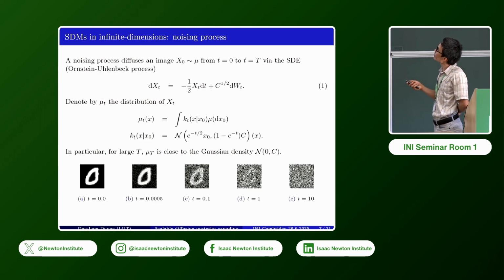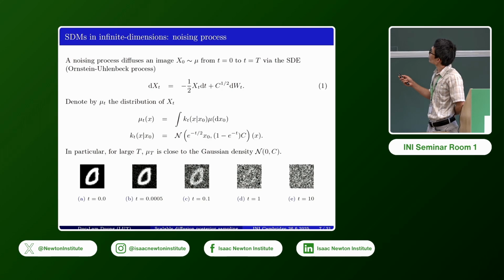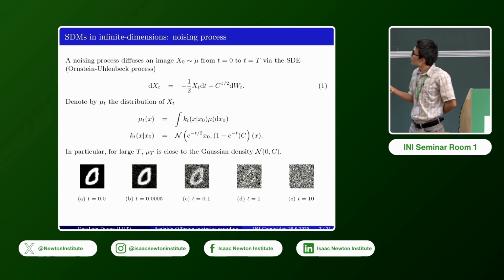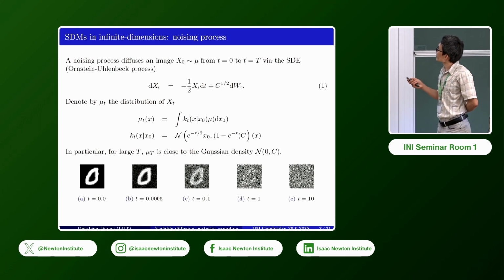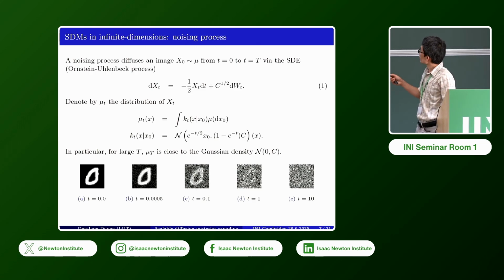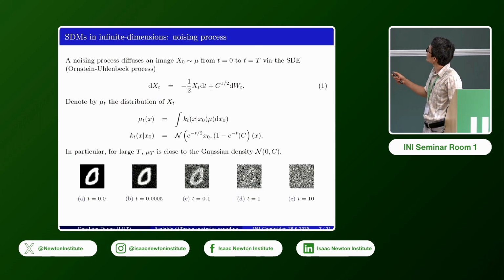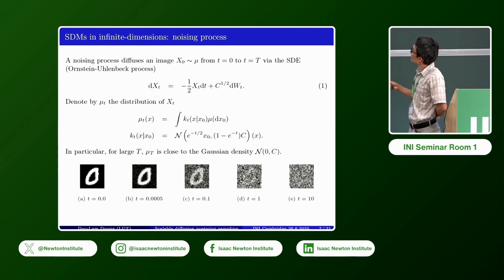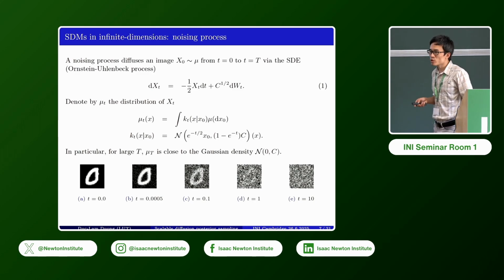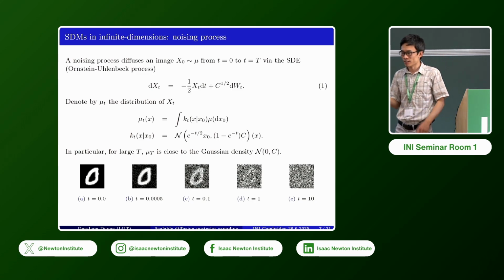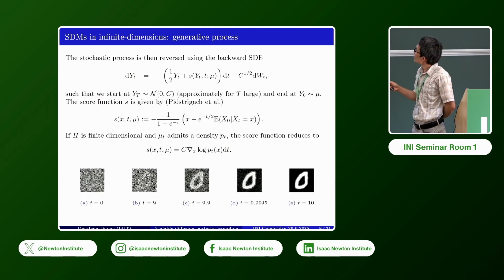Just to quickly recap in infinite dimension, the forward or noising process is quite simple. We start with some SDE, let's say some Ornstein-Uhlenbeck process associated with some covariance operator C. This noising process is quite simple. Everything works like in finite dimension, so nothing to be worried about.